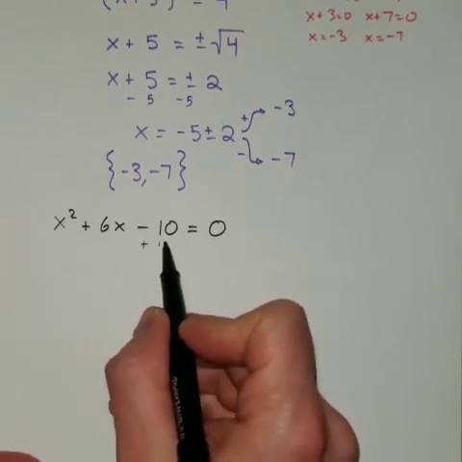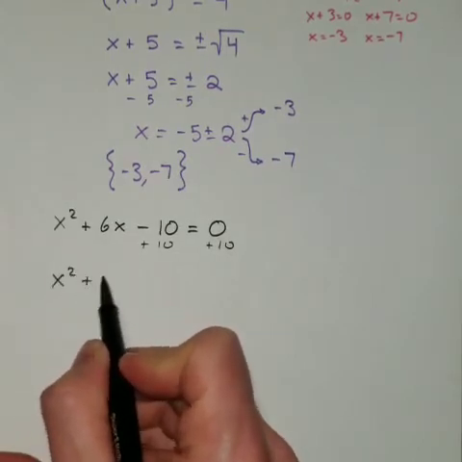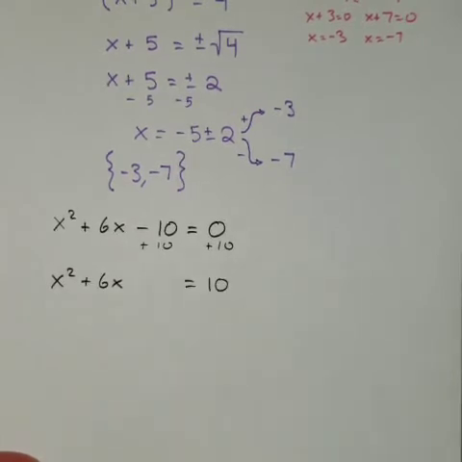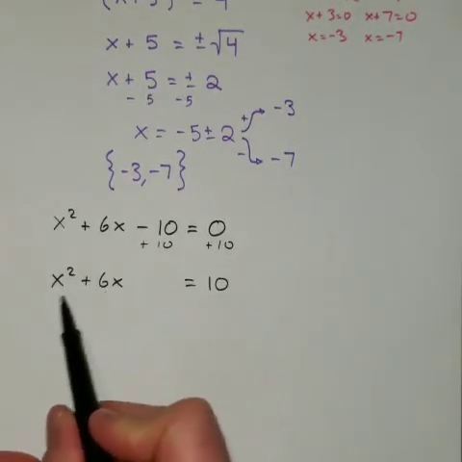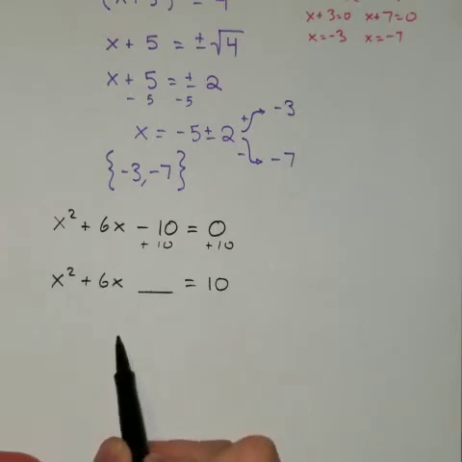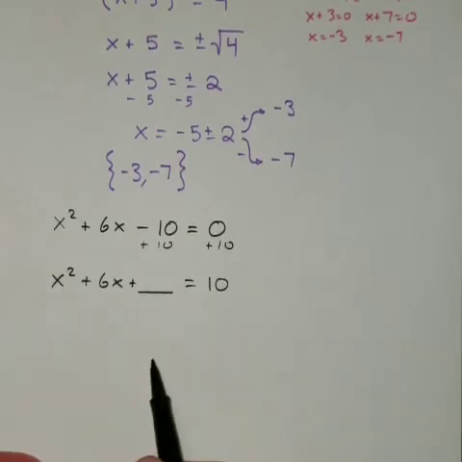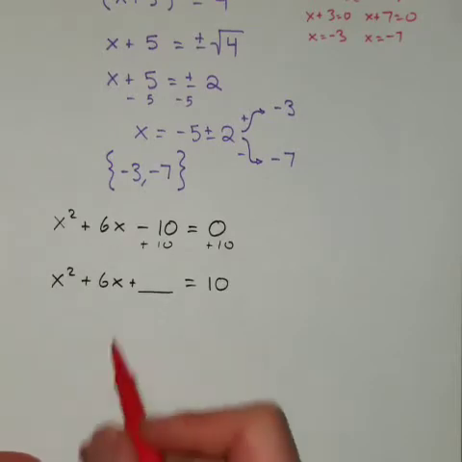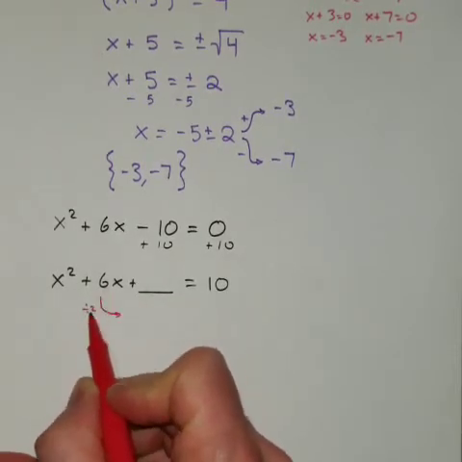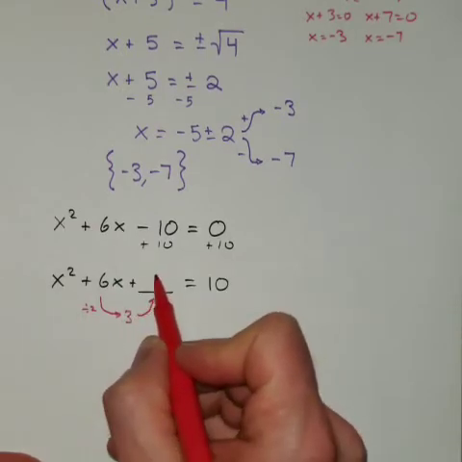So I'm going to start out by adding the 10 to both sides. So I get x squared plus 6x equals 10. Now I'm going to complete the square. I'll put a plus in there and fill in the blank, kind of like we did before. To fill in the blank, we cut the 6 in half. 6 divided by 2 is 3. We square the 3, which of course is 9.